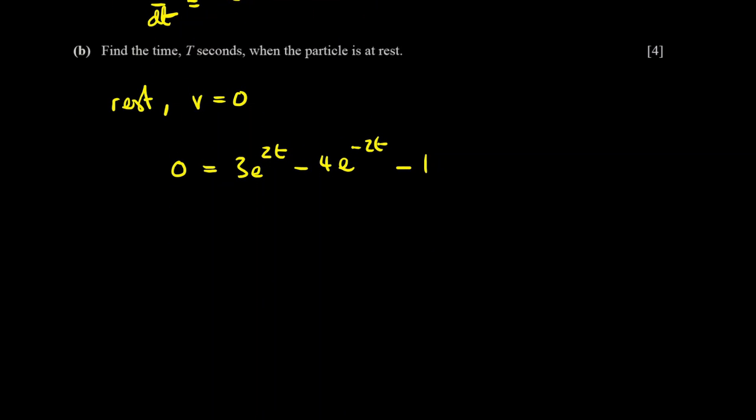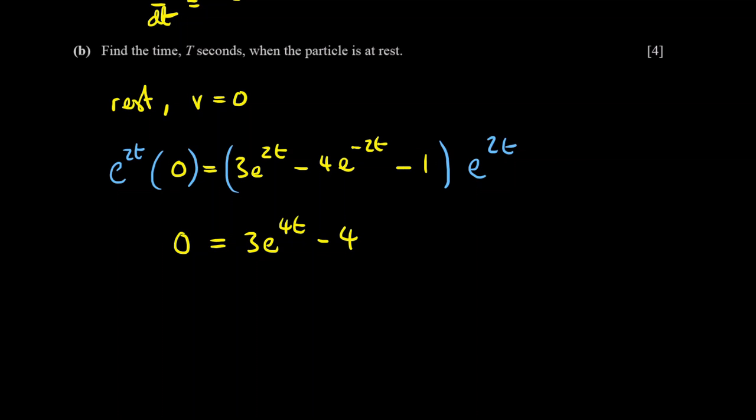Now, the way to deal with this is we've got a negative power here, and so if we want to get rid of that, we just multiply by e to the positive 2t, because it will cancel it out. And of course, for an equation, if we multiply one side by e to the 2t, then we've got to multiply the other side as well. But on the left-hand side, if we multiply through, we just get 0. Okay, so now I'm going to multiply through. So 3e to the 2t times e to the 2t is e to the 4t, right? I add the powers. And negative 4e to the minus 2t times e to the 2t is negative 4e to the 0, and e to the 0 is 1. And this is minus 1 e to the 2t, so I'm going to write it as minus e to the 2t.